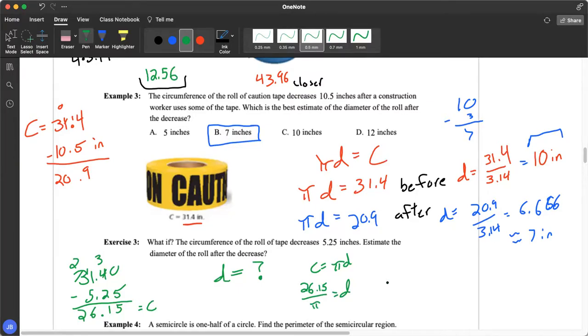So let's see, we'll do 26.15 divided by 3.14. And so now we get a diameter that's equal to about 8.328. So we can approximate it. We'll say it's about 8 inches in diameter. Good job, Julia. Any questions, comments, or concerns on that? All right, perfect.